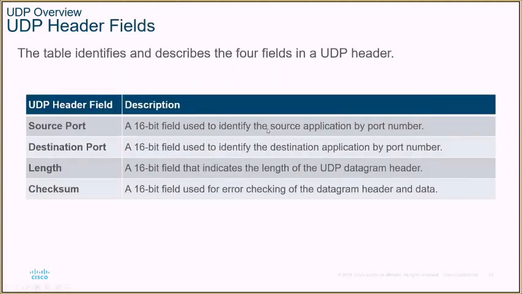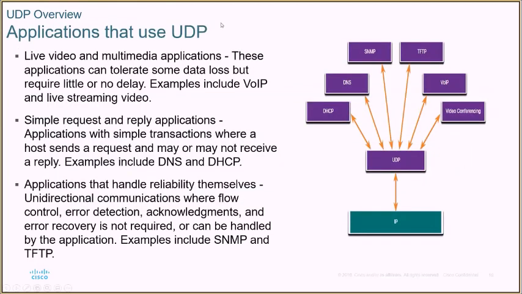And so, of course, the source port is the application port number for the sending machine. Destination, of course, is the port number for the receiving machine. Length is just the length of the header. And then the checksum, again, lets you detect whether there's been an error in transmission. Okay, your applications that use UDP.